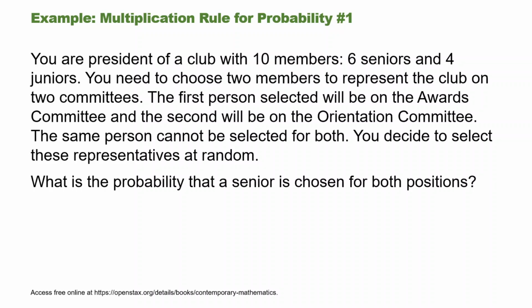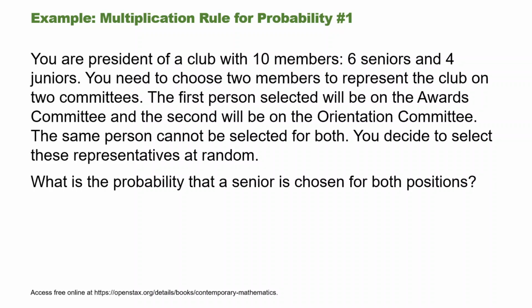The same person cannot be selected for both. You decide to select these representatives at random. What is the probability that a senior is chosen for both positions? A key fact here is that the same person cannot be selected for both. We actually call this an event or a selection without replacement.